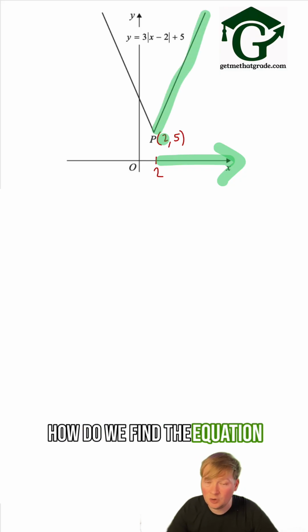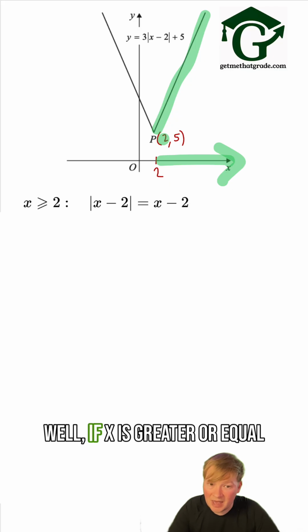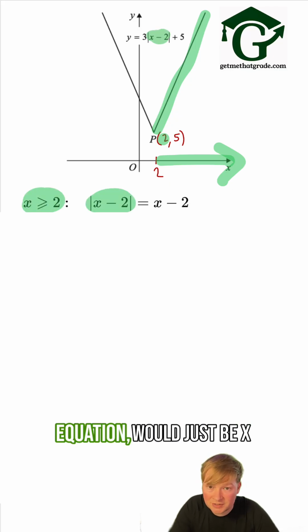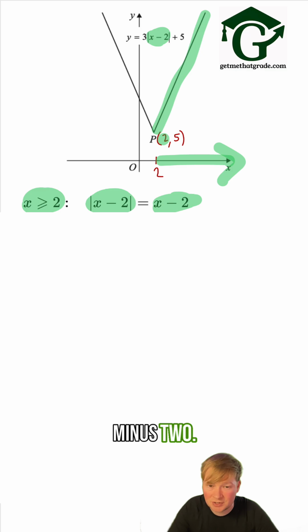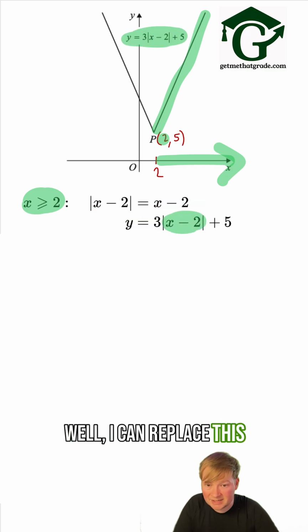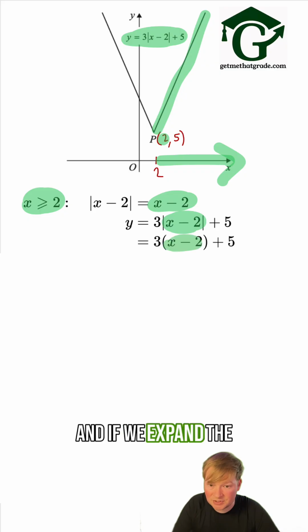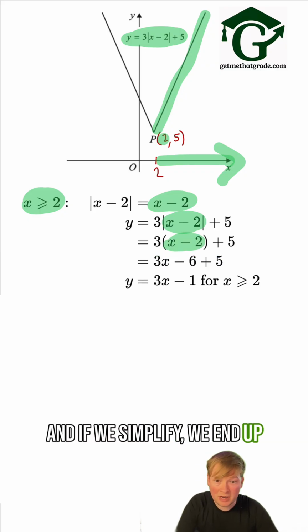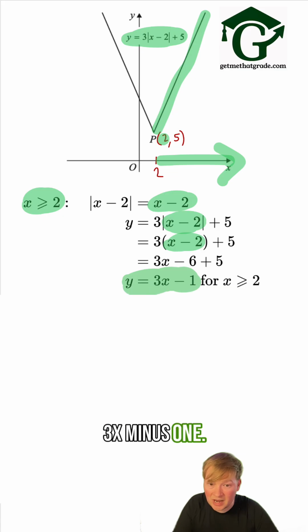How do we find the equation of that straight line? Well, if x is greater than or equal to 2, then the modulus of x minus 2, this part of the equation, would just be x minus 2. Therefore, what does this equation that we have here become? Well, I can replace this modulus part with x minus 2. And if we expand the brackets, we end up with this. And if we simplify, we end up with the equation y equals 3x minus 1.